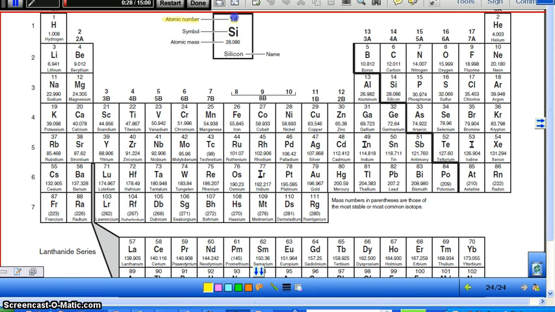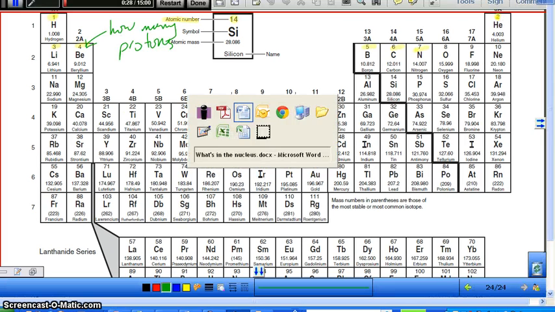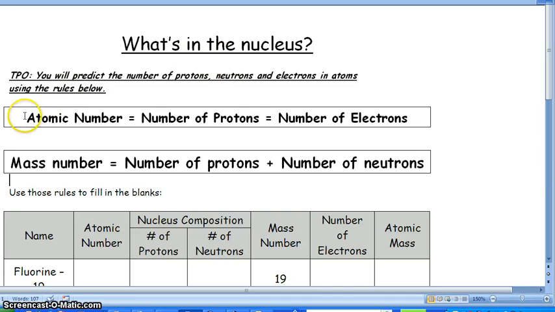That's the number at the top of every single element on the periodic table. You see 1, 2, 3, 4, 5, 6, 7, and so on. They get that number by seeing how many protons are in the atom. How many protons are in the atom? So let's look back. I made a little rule here for you. The atomic number equals the number of protons.